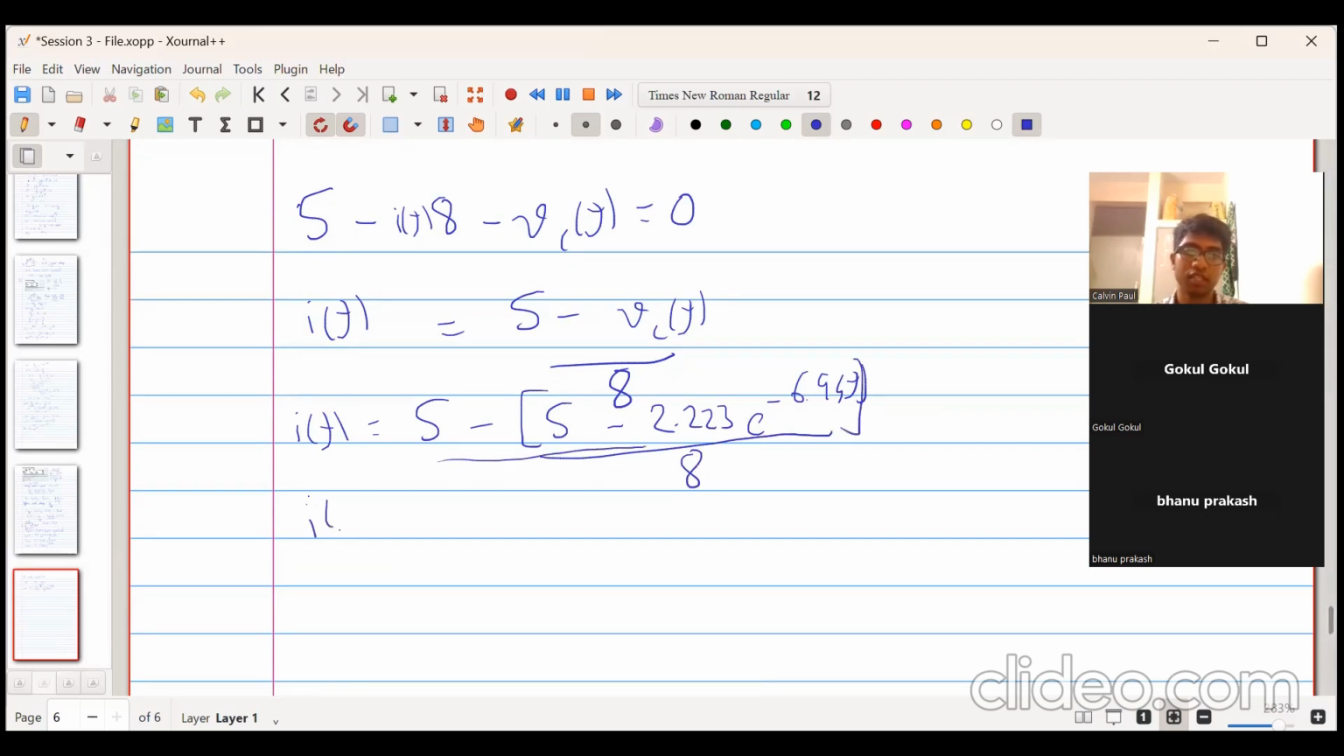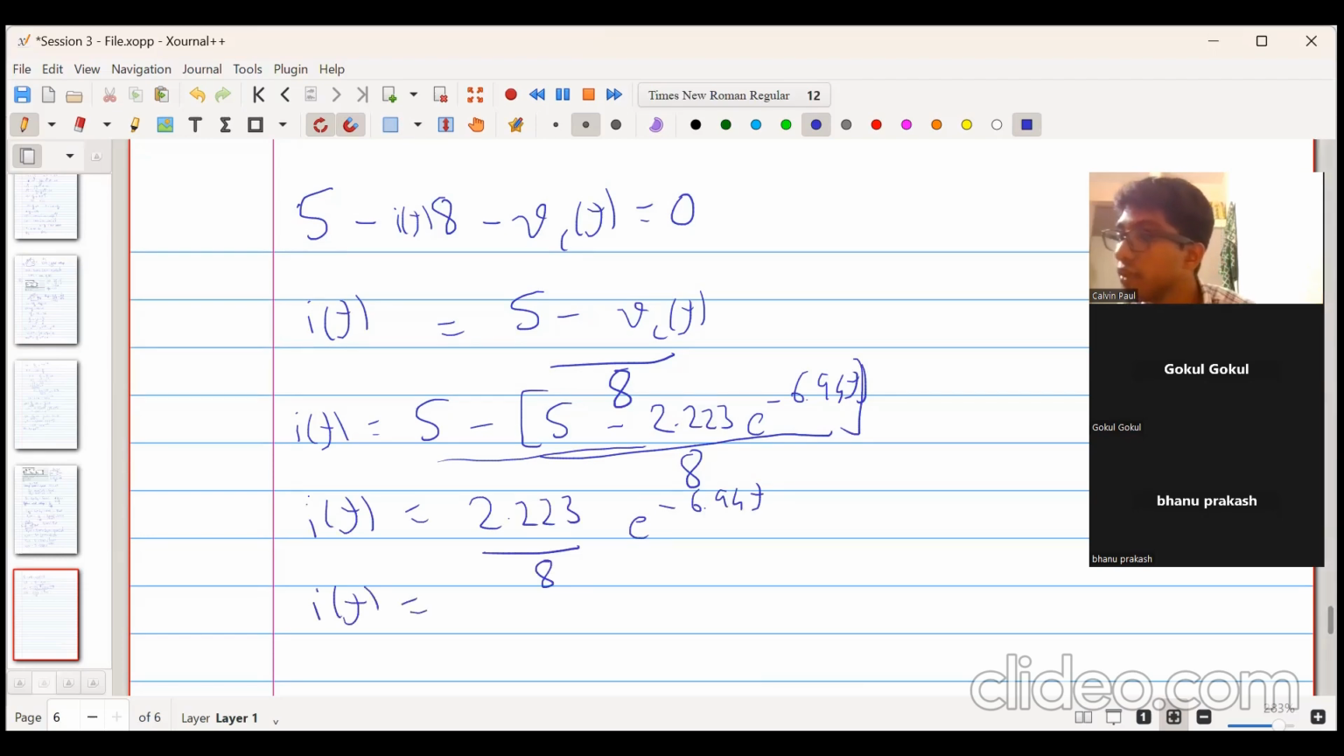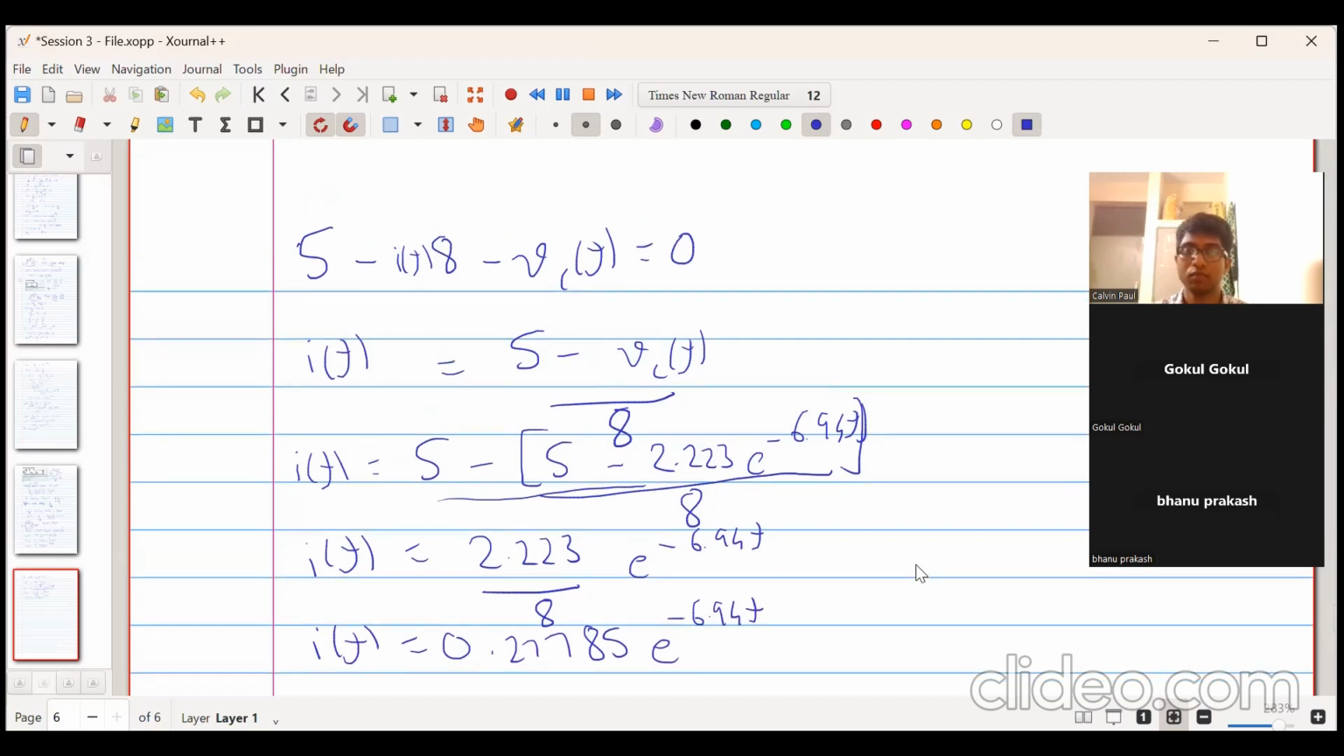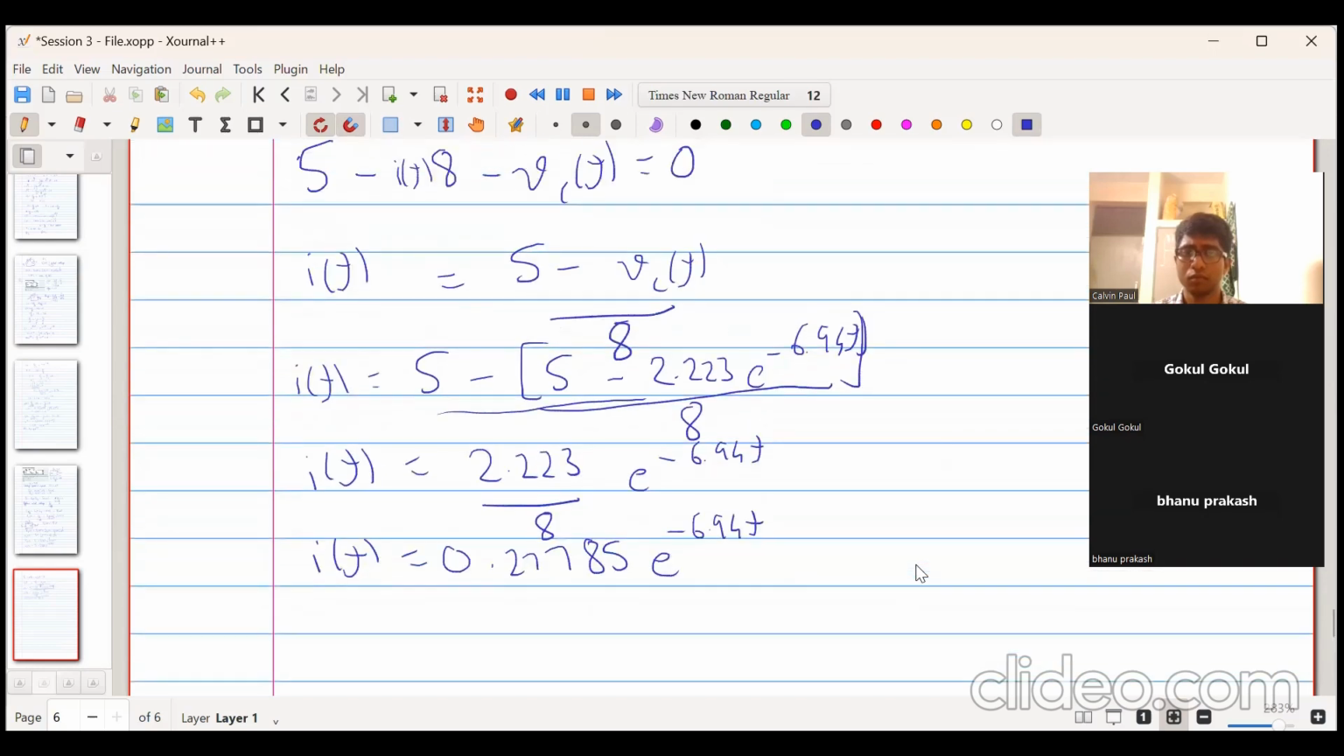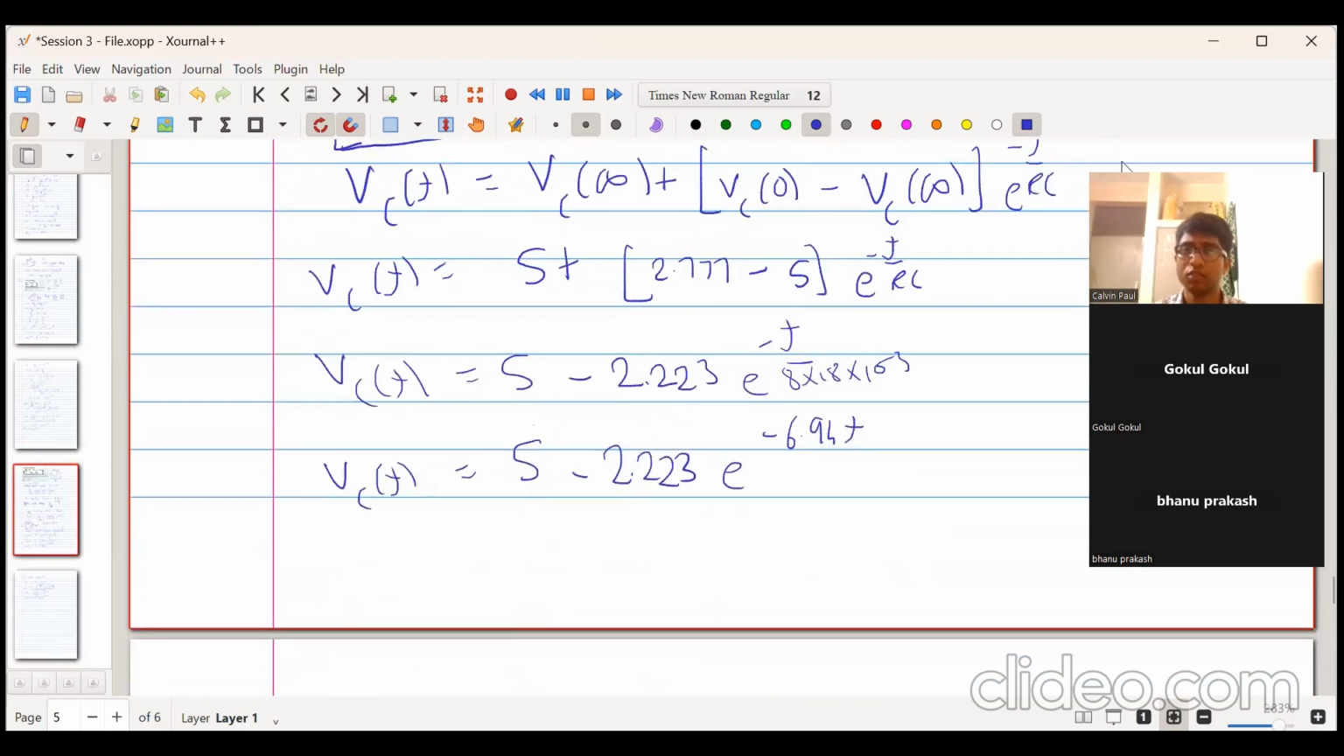So that's why we get I of t equal to 2.223 divided by 8 into e to the power minus 6.94 t. What is the value? 0.27785 e to the power minus 6.94 t. So this is the equation of I of t. Any doubts in this? No, sir. Okay. So now these are the expressions of the voltage and the current.